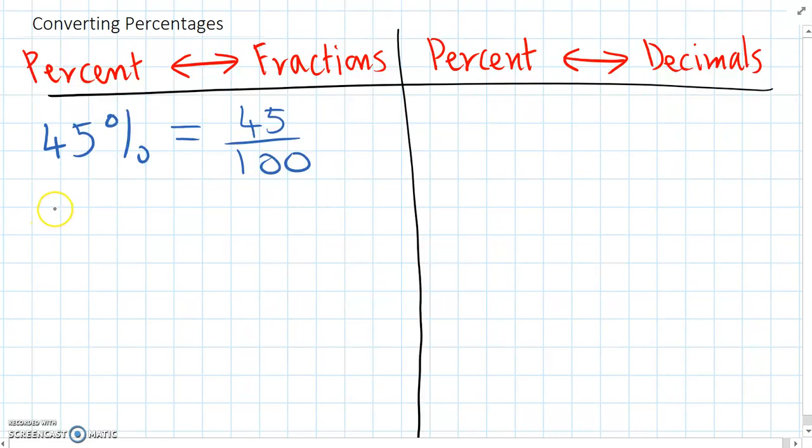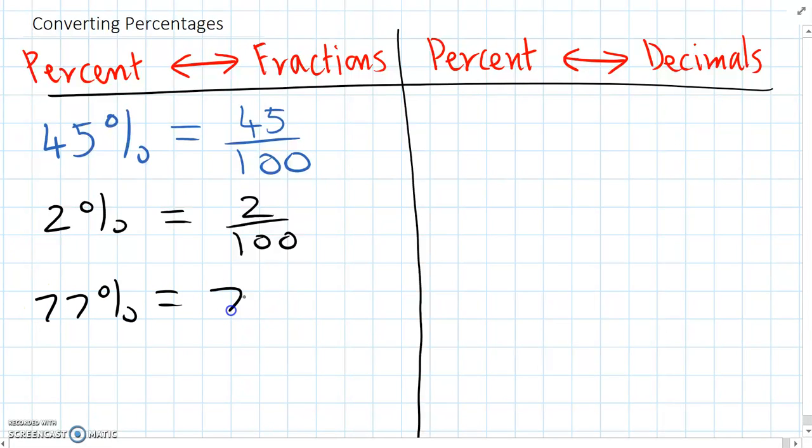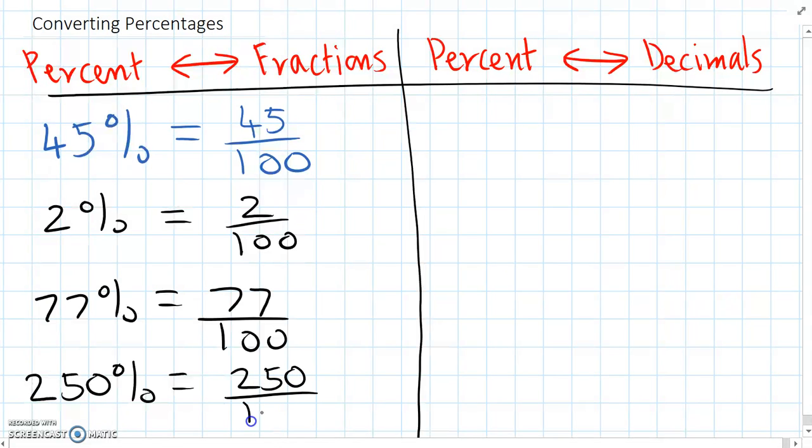Let's do a few more examples. 2% is 2 out of 100. And 77% is 77 out of 100. And you can have percentages bigger than 100. So 250%, that means 250 out of 100.